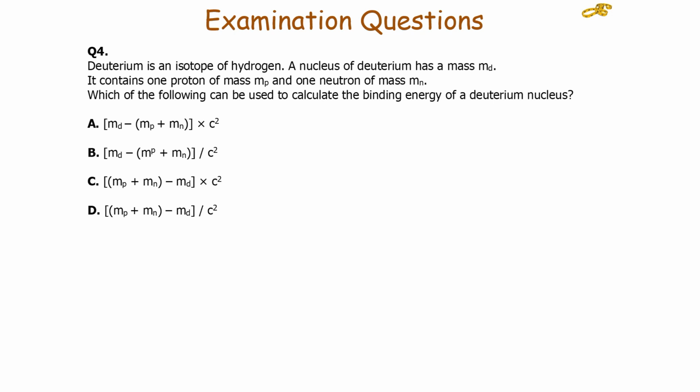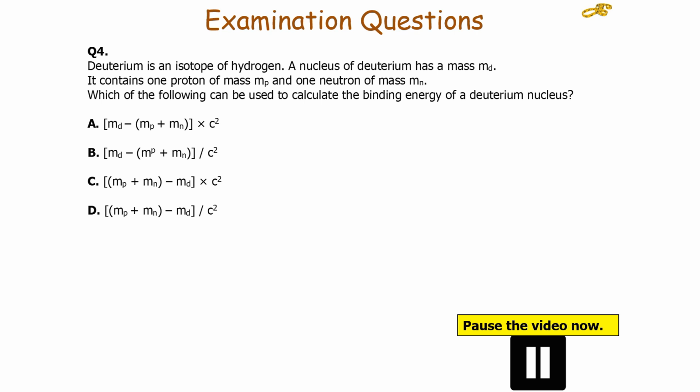Question 4. A deuterium is an isotope of hydrogen. A nucleus of deuterium has a mass of Md. It contains one proton of mass Mp and one neutron of mass Mn. Which of the following can be used to calculate the binding energy of a deuterium nucleus? So pause the video now, then unpause the video when you want to go through your answer.